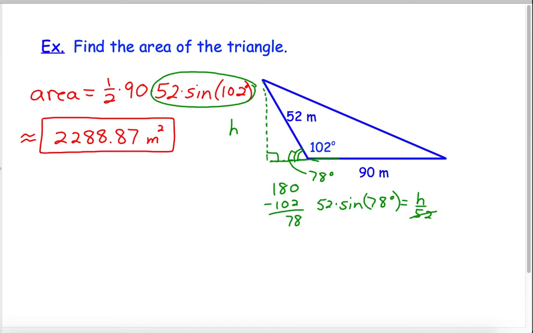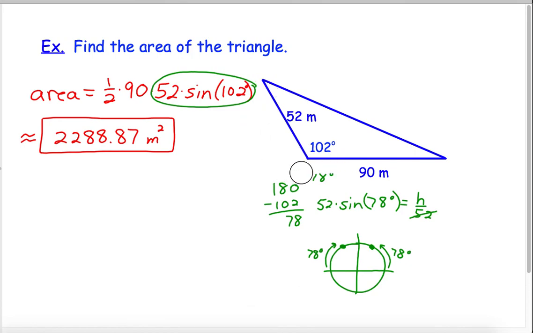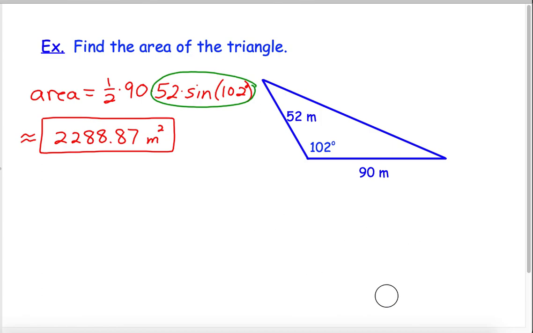But wait, we do know that when we were looking at our unit circle in the last unit, if we have an angle here of 78 degrees, that corresponds with this angle in the second quadrant of 102 degrees, because both of them are 78 degrees up from the x-axis. So the sine of 78 equals the sine of 102. So therefore, we don't have to worry about the case where we have an obtuse triangle. It's still going to work out correctly with our formula that we just derived.